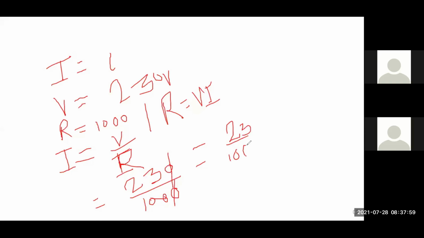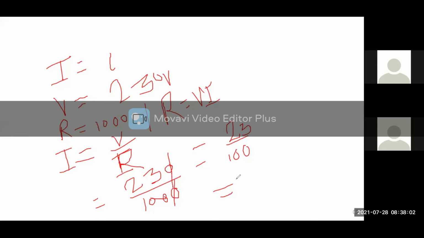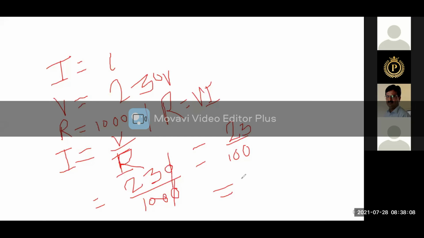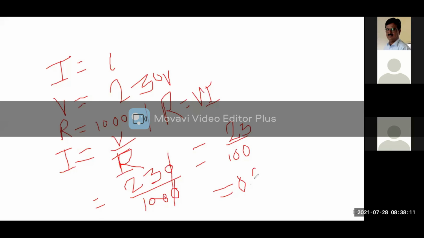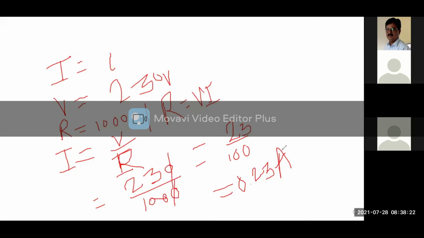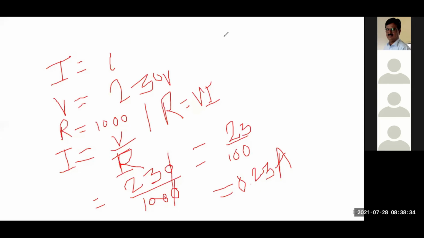Tell me the answer now. What will be the answer here? 0.23. Very good. And what is the unit for current? A. A means ampere. Did you understand this problem, students? Yes or no? Yes, sir. Any problem in this problem? No, sir. Okay, we'll see the second.